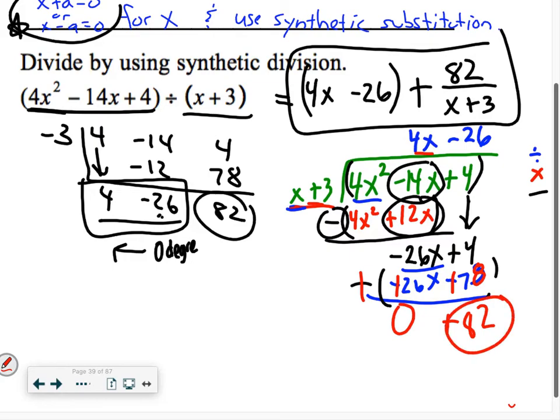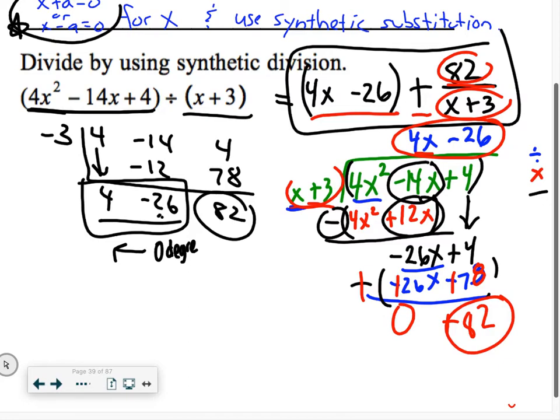So look, my answer is 4x minus 26 plus my remainder over my divisor. The divisor was out here. And that's how you do long division and synthetic division.